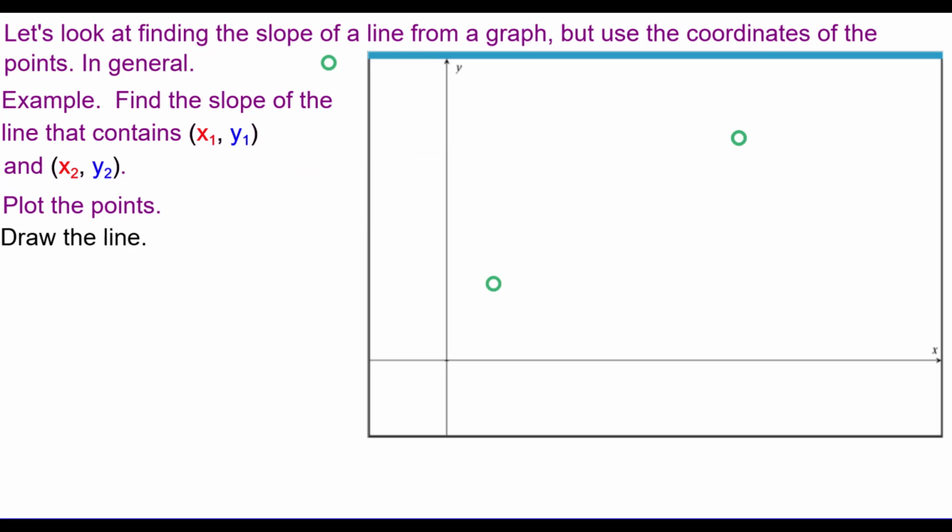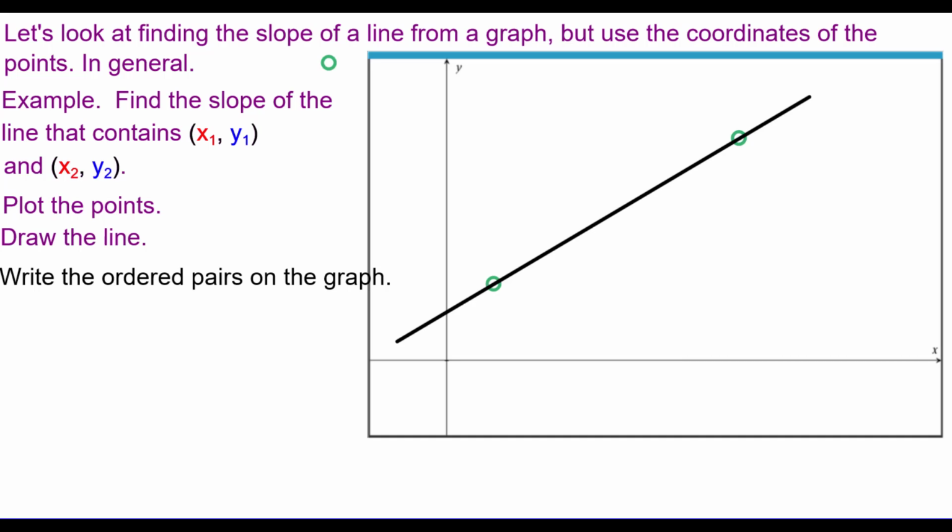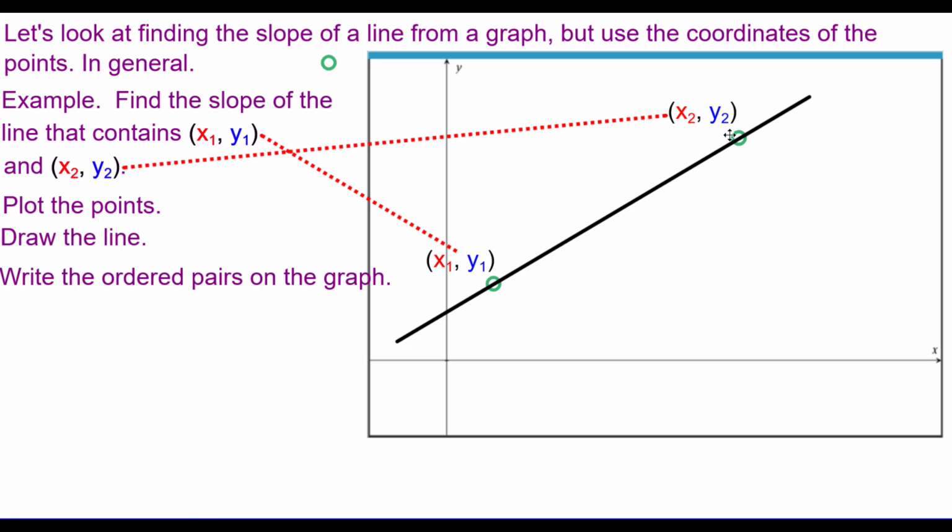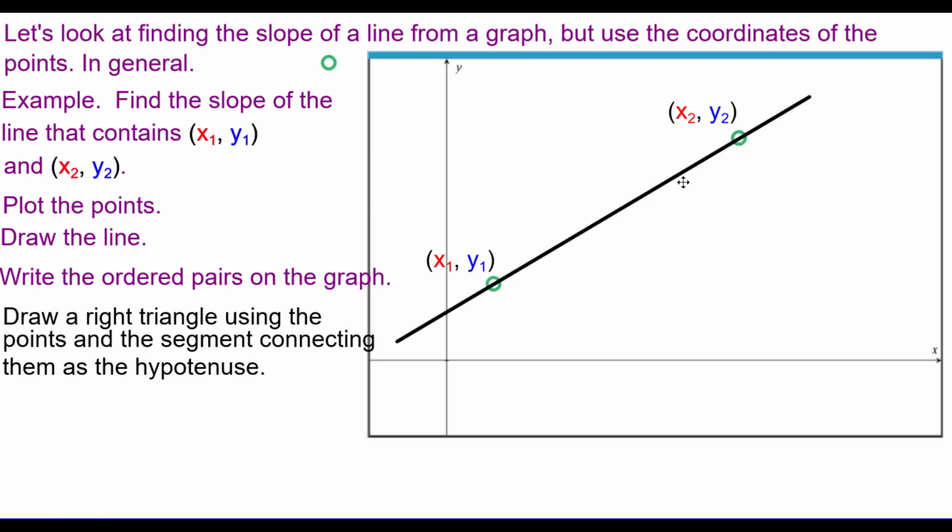Draw the line as we did before. And then we labeled the ordered pairs on the graph. So again, this was the first one, and this was the second one. And we drew a right triangle using these as endpoints of a segment that makes up the hypotenuse of the right triangle. Again, the vertical is a blue leg, the horizontal is a red leg.